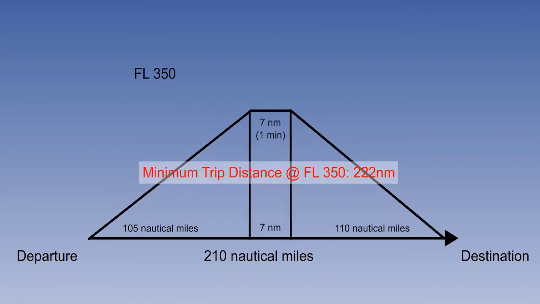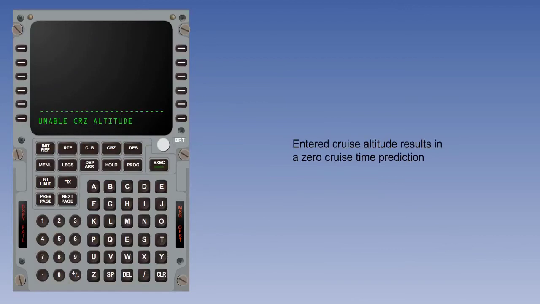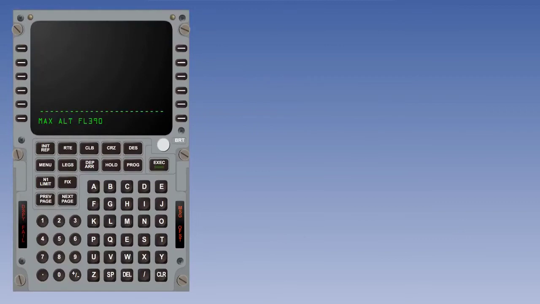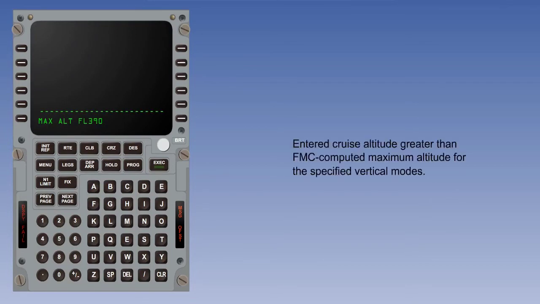However, the computer works on a minimum acceptable cruise time of 1 minute, which is usually about 7 miles. This would give us a minimum trip distance of 222 miles. We would therefore get an unable cruise altitude message. If we then select a lower altitude, it should work. By contrast, we have the advisory message, max altitude, flight level 390. This is because the aircraft is simply too heavy. We have asked for a cruise altitude greater than the maximum attainable at this weight.